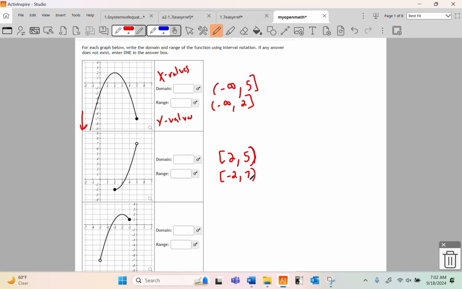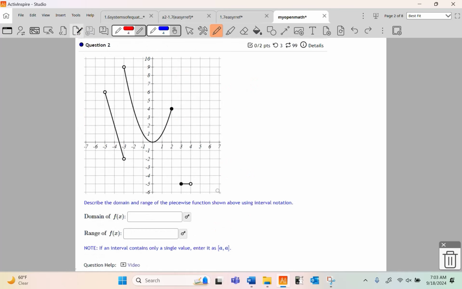Got another piece graph here. Domain, we have a low x value really, really close to negative 5. And we have a hard x value at negative 1. Range is your y values. We get close to negative 7, and we have a high y value of 2. I know some of y'all are struggling with domain and range. You need to figure it out.